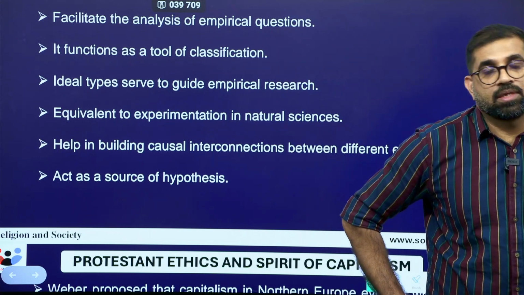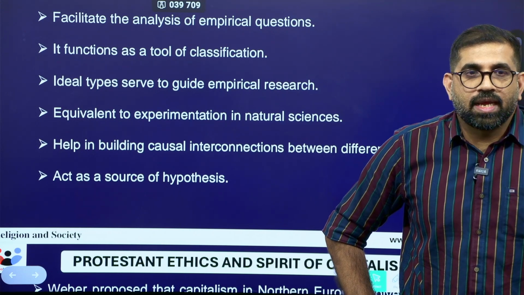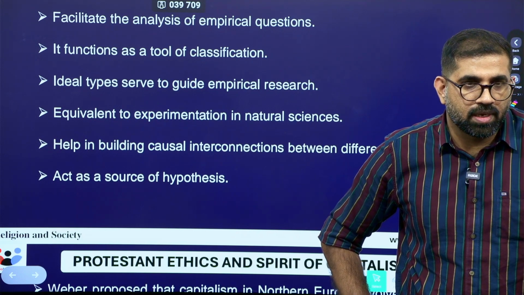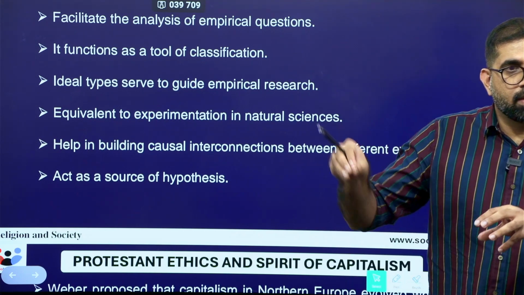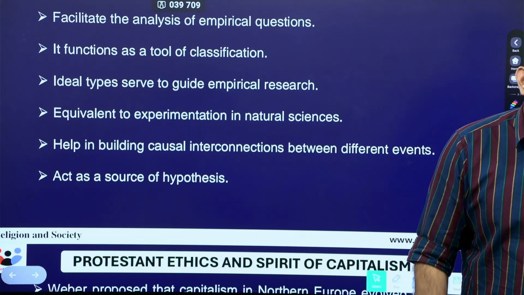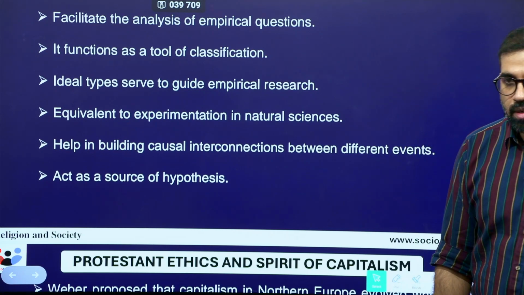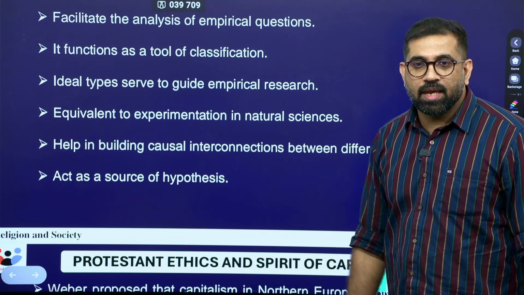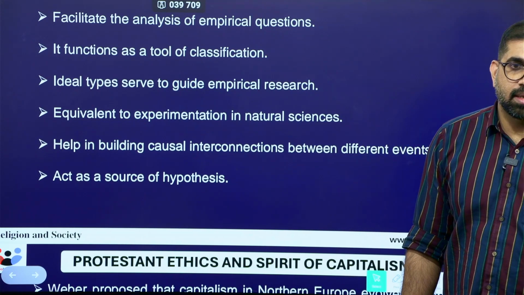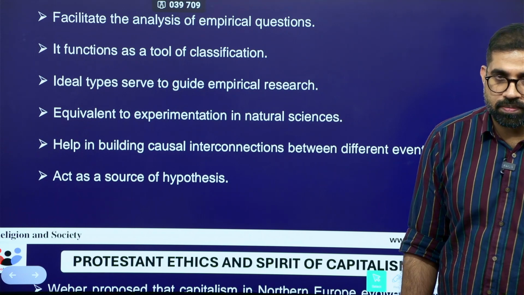Why is it said so? Because in natural science also, experimentation is done on a similar basis, right? We move each and every variable and try to find out how it is impacting the overall event or that particular aspect. So likewise, in the ideal typical aspect also we can find out these kinds of variables, and as a result we can find out causality also.